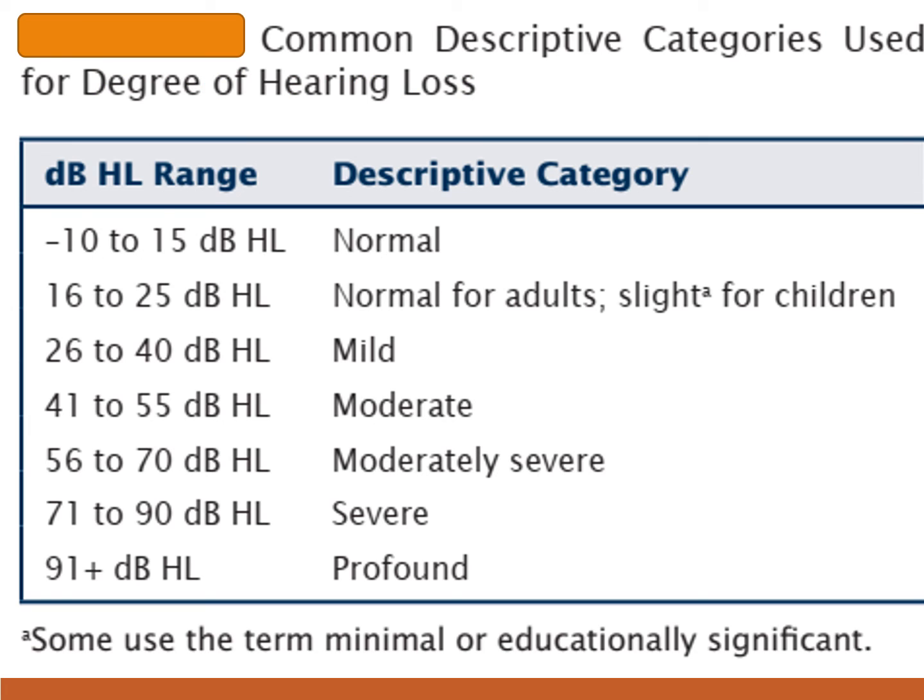Common descriptive categories used for degree of hearing loss. Normal for adults is up to 25 decibel. Then mild, moderate, moderately severe, severe, and profound.